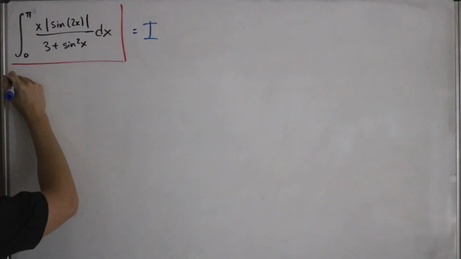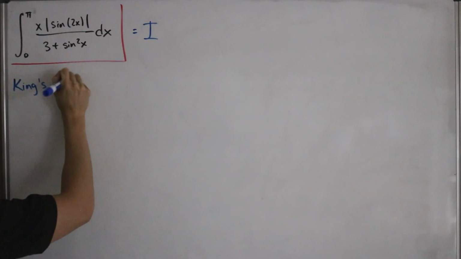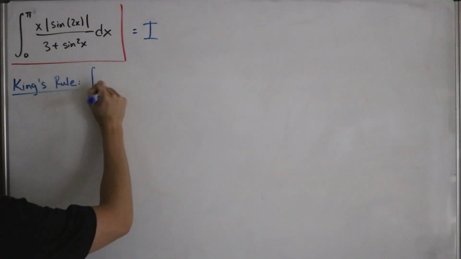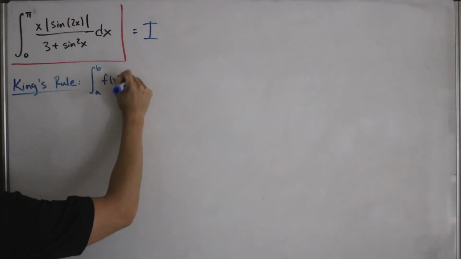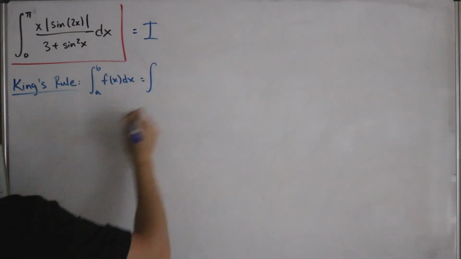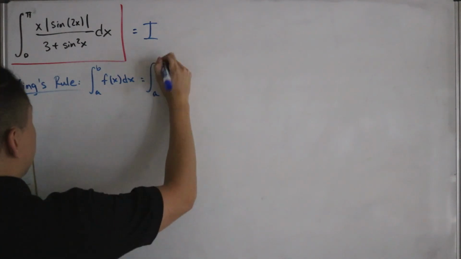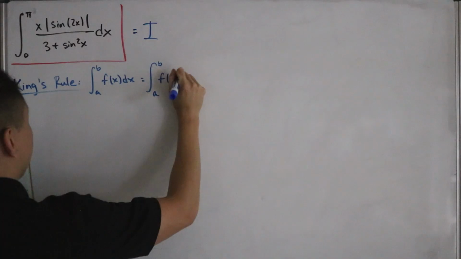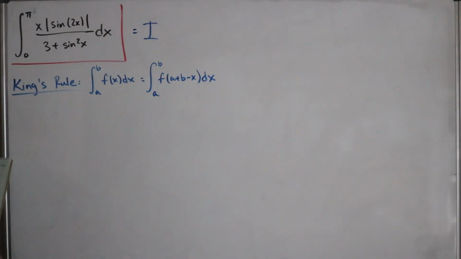Do you guys remember King's rule back in early calculus? This is the nice little rule that we will be utilizing to rewrite our integral. It says that the definite integral with bounds from a to b of f of x dx can be written as the integral from a to b of f of, you add the bounds, a plus b, and then subtract x, then dx. We will be utilizing this to rewrite our integral.